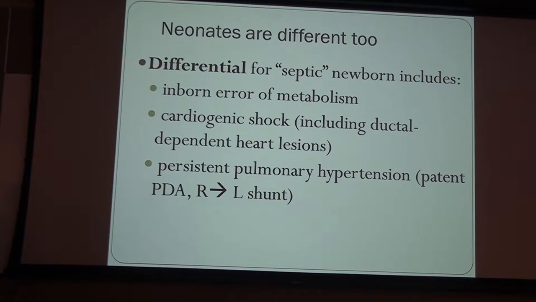So persistent pulmonary hypertension. Neonates who are either hypoxic or acidotic, the vasculature in the lungs is more susceptible to becoming vasoconstricted in anyone, but neonates in particular. And so they may be more likely to actually pop open their PDA, because they have increased pulmonary vascular resistance, and cause a right to left shunt. I think your slides say left to right shunt. This causes poor oxygen delivery because you're delivering poorly oxygenated blood to the systemic circulation. And then something endocrine, like congenital adrenal hyperplasia.